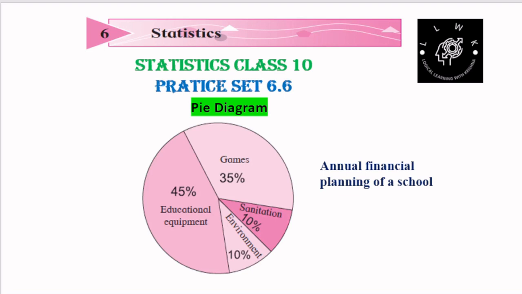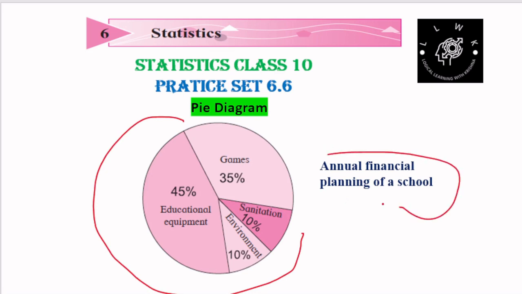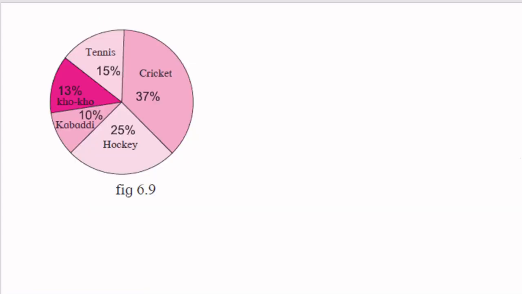So pie as in circle, right? So in a circular form you will have the data. For example, if you see this particular diagram here, this diagram is of the annual financial planning of a school. Okay, this says that 35% is for games, sanitation 10%, environment 10%, and 45% educational equipment. This is the financial planning of the school. So the moment you look into this diagram, you will understand where is the major contribution. Okay, you don't need to get the exact data. That's the main purpose.